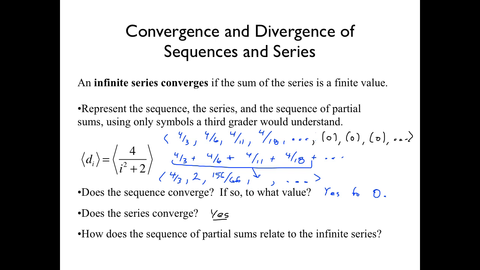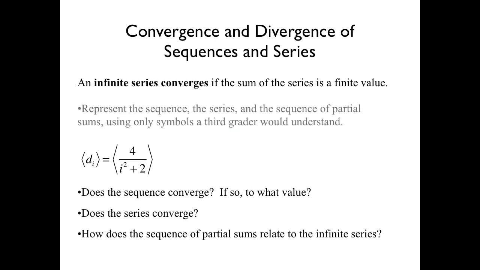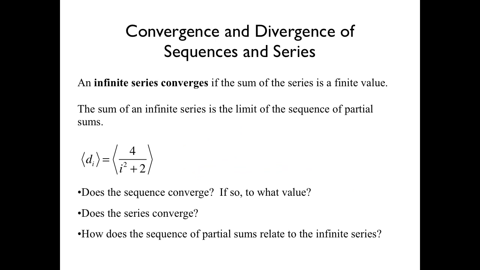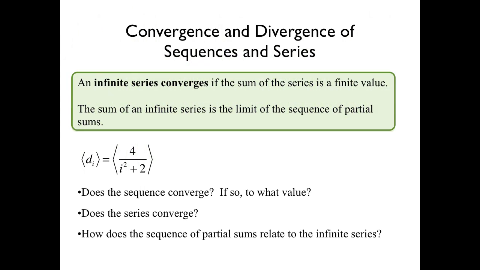Okay, so this summarizes that. Here we go. The infinite series converges if the sum of the series is a finite value, and the sum is the limit of the sequence of partial sums. That should make sense. If you really understand the sequence of partial sums, you understand that if you take that to the end, you're just essentially talking about the series, the whole sum. That should make sense.